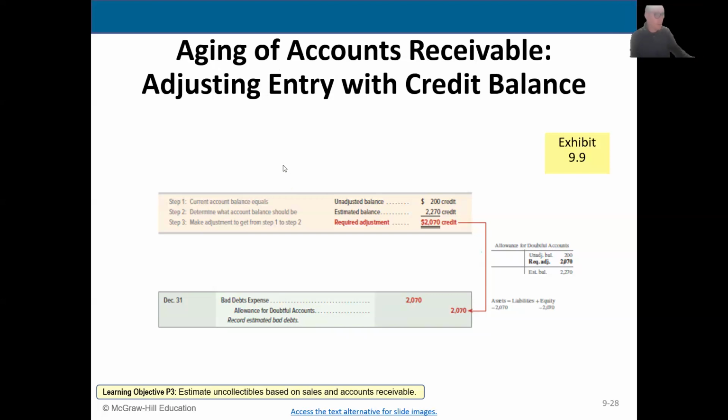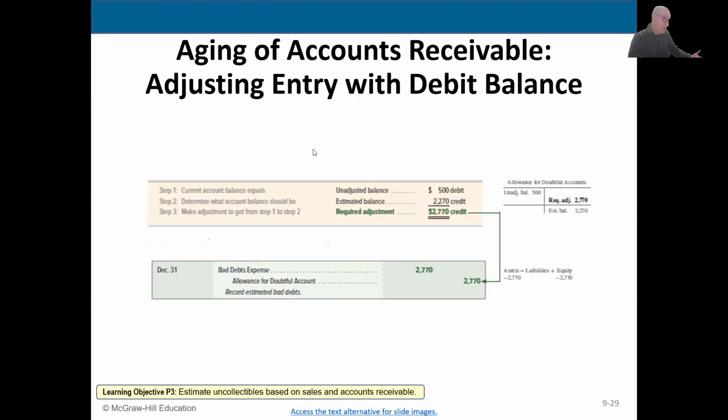That's it if we had a credit balance, meaning we had a balance remaining in the allowance for doubtful accounts before this year. And if we didn't have that balance of $200, there's no need to make the adjustment, okay? Or in this case, we had a balance of $500, we added to it.